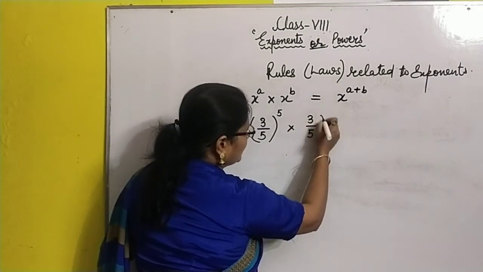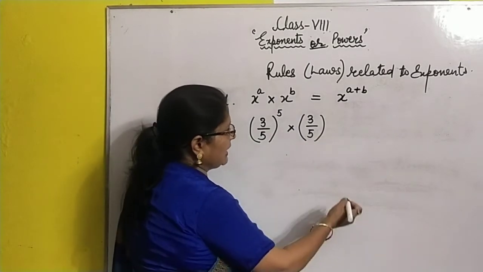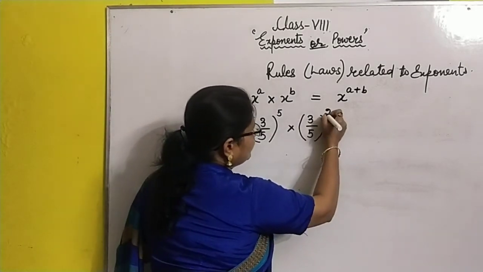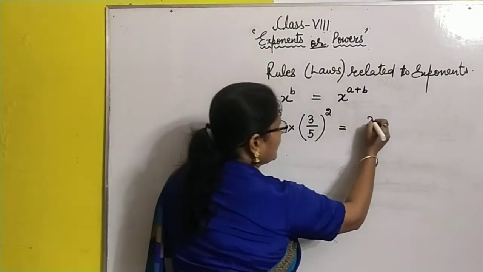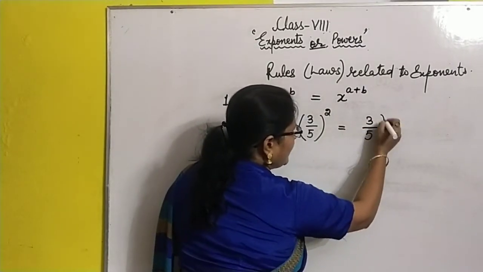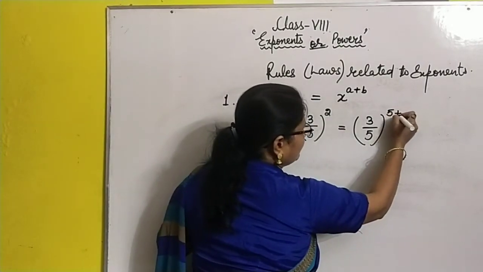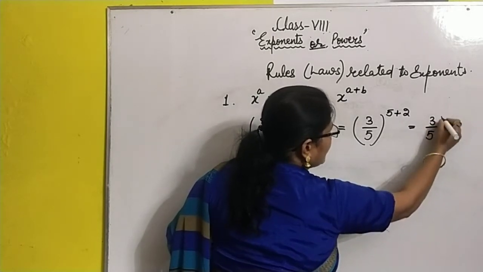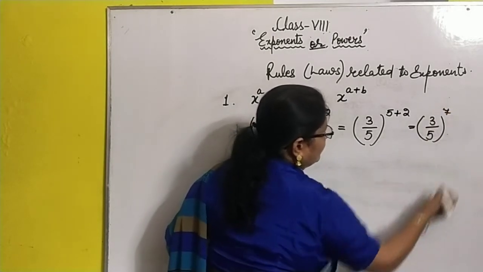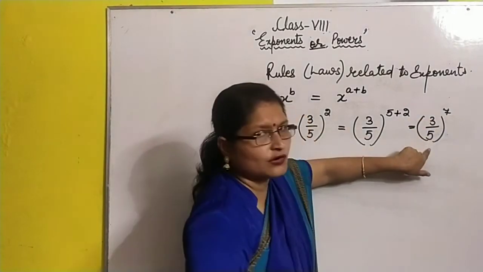I have told you that the bases are the same. So 3 upon 5 again I have taken, and the power is 2. Then what will you do? You will write 3 by 5 one time, and the powers will be added like this: 5 plus 2 is equal to (3/5) raised to the power 7. And this 7 is for 3 as well as for 5.